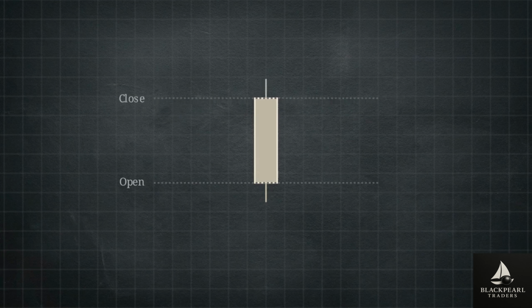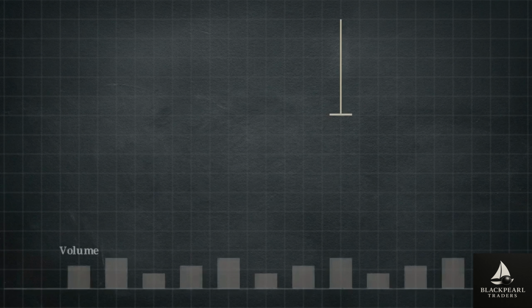A long, solid body indicates that one side dominated the price action from the opening bell to the close, meeting virtually no resistance from the opposition. The vertical lines on either end are the wicks, and these record failed attacks. A long upper wick tells us that buyers pushed the price up, but sellers absorbed that pressure and drove the price right back to where the period started.